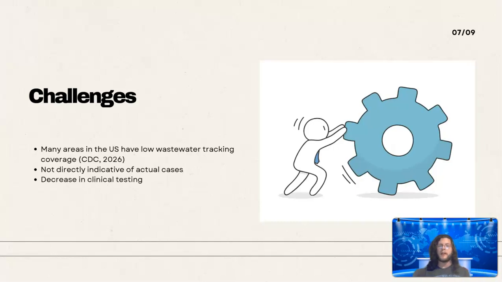Despite wastewater being an effective method for tracking health and illness, there are some challenges. In the US, many areas have low wastewater tracking coverage. This can mean that data is incomplete or inconsistent. Additionally, wastewater tracking is not directly indicative of actual cases. Just because there is a high or low viral activity in the water does not mean that there is genuine cases of infection. And as a result of a decrease in clinical testing over time or an uptake in immunization, it may be difficult to confirm cases.